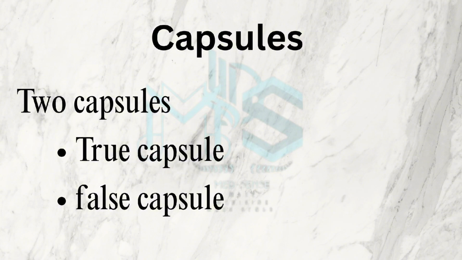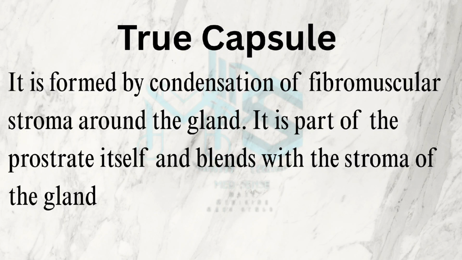Now let's look at the capsules of the prostate. There are 2 major capsules. We have the true capsule and the false capsule. Let's look at it in detail. Now the true capsule is formed by condensation of fibromuscular stroma around the gland. It is part of the prostate itself and blends with the stroma of the gland. So the reason for the name is because it is part of the prostate.